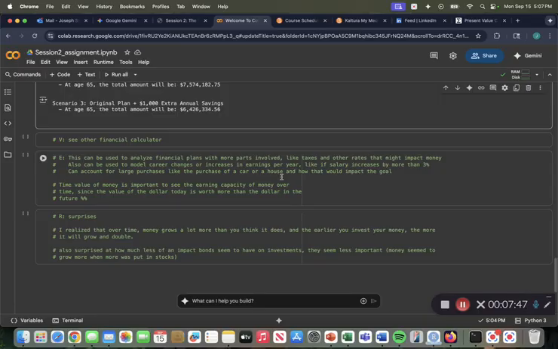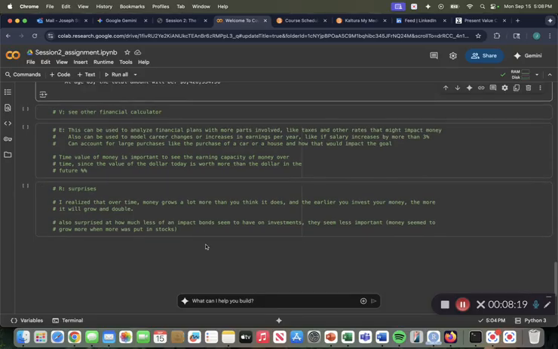It can also be used to model career changes or drastic increases in earnings. Same with decreases. Like if you got a different job that gets you a salary of almost $500,000, or if you start a business and it goes crazy and you earn lots of money, then you can use this same calculator to calculate a different plan to save and invest your money. Then it can also account for large purchases like a car or a house and how that could change the goal. And then some surprises I learned while doing this.